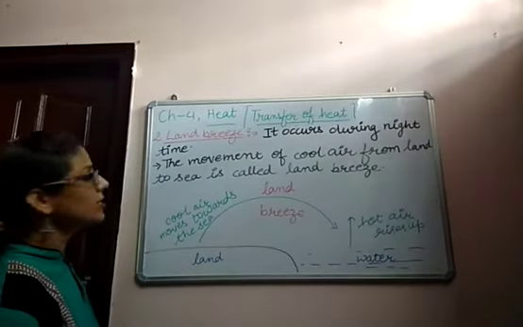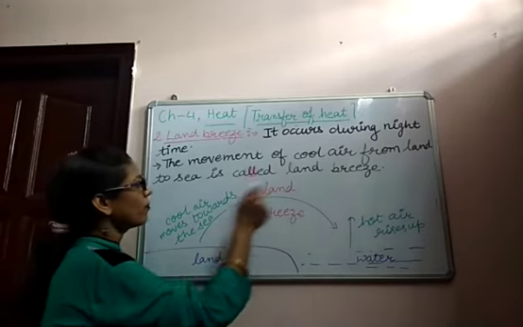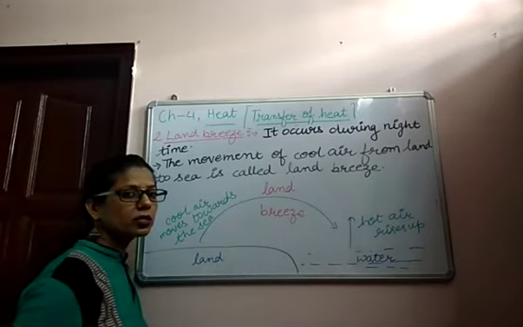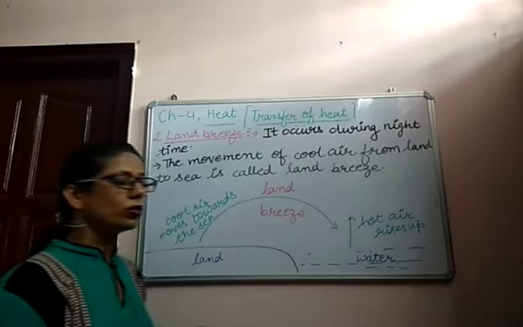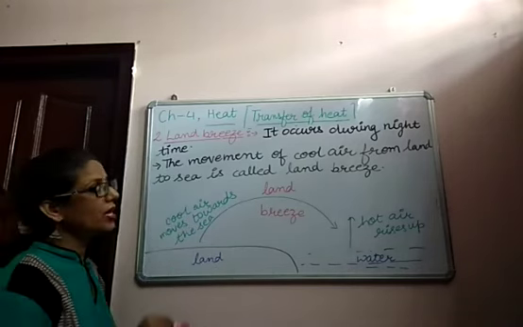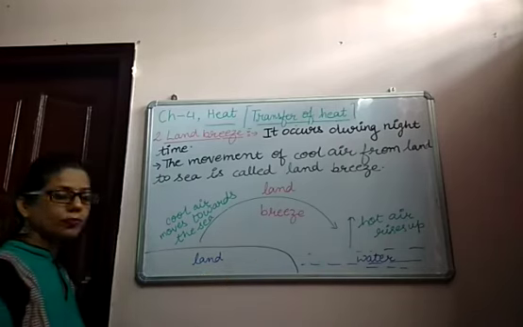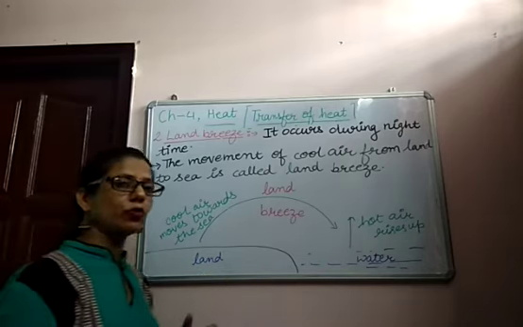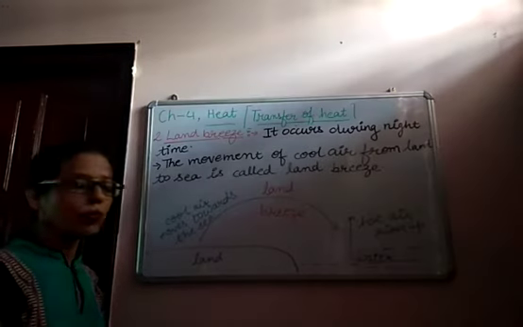Now next is land breeze. Land breeze means the movement of cool air from land to sea. When cool air moves from land to sea it is known as land breeze, and it occurs during night time in coastal areas. You can see in the diagram this is the land and this is the water. So during the night time just the reverse phenomenon occurs, the land becomes cool faster as compared to water.